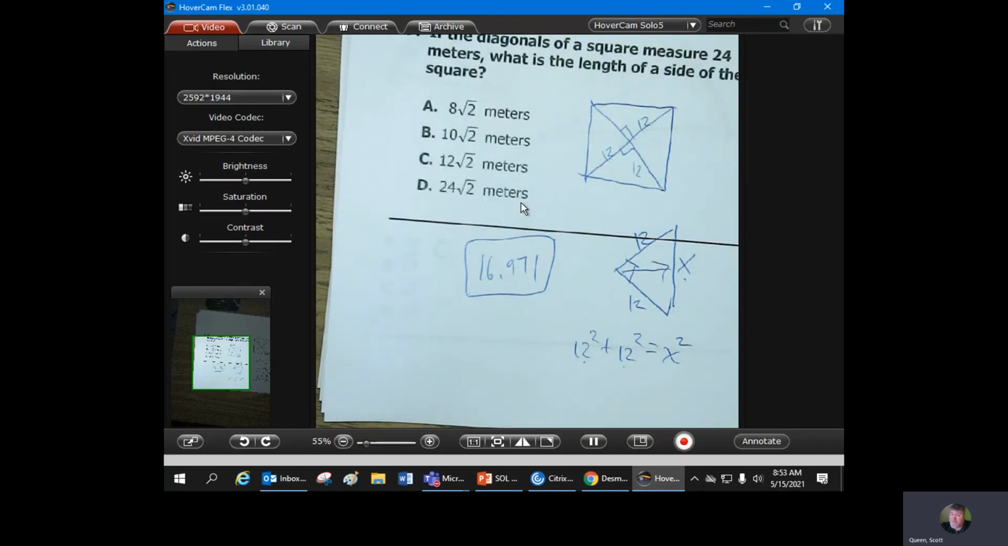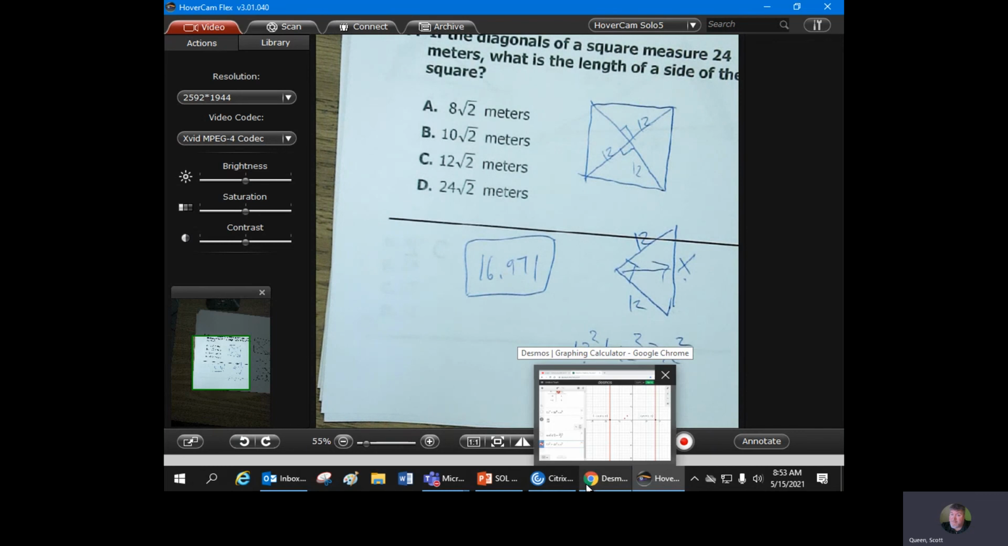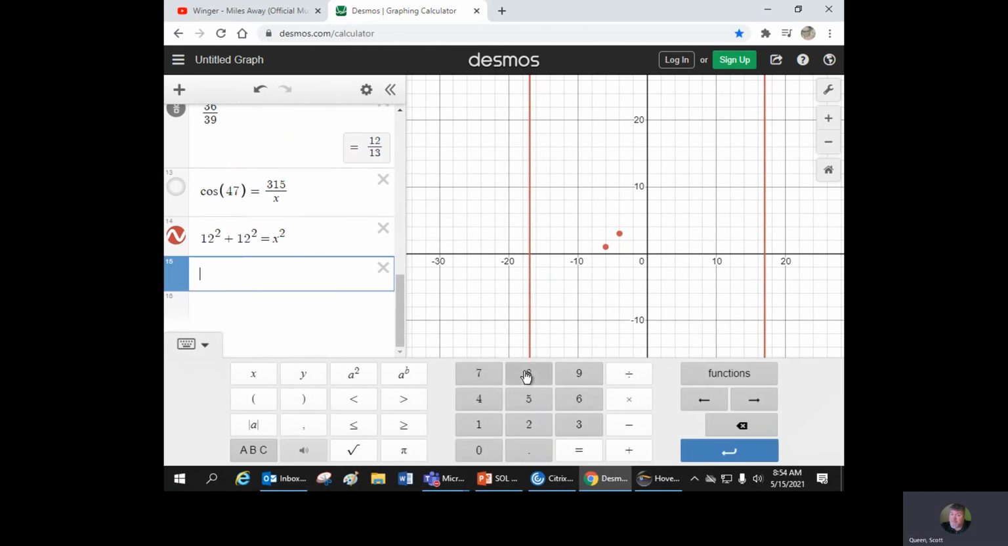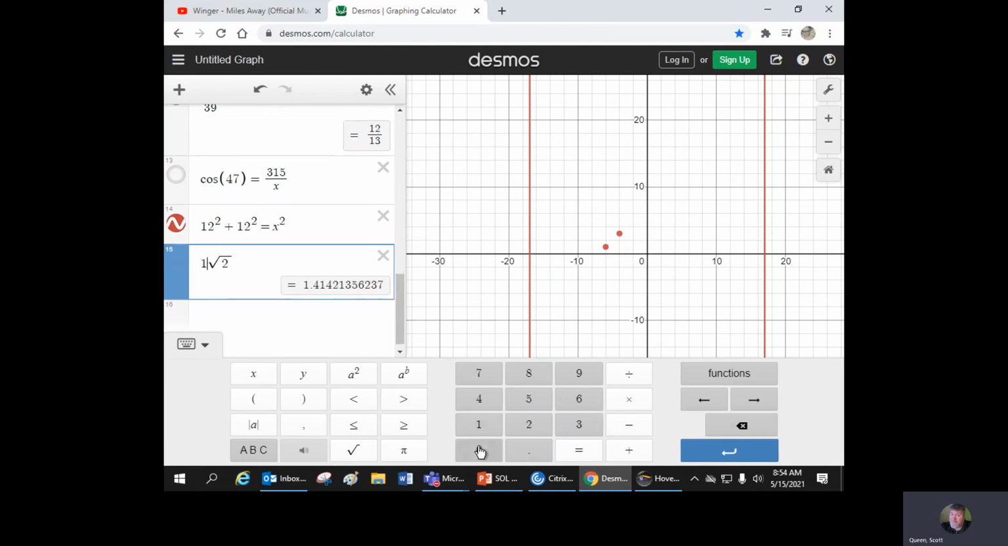Do you see that answer? No. That's okay. It's just radicals. Let's throw each one of those radicals in the calculator until we find a match. You understand? All right, so let's go to Desmos. Let's see. 8 square roots of 2. Is that 16.9? Nope. So let's do the next one. 10 square roots of 2. Is that 16? Nope, it's not it.